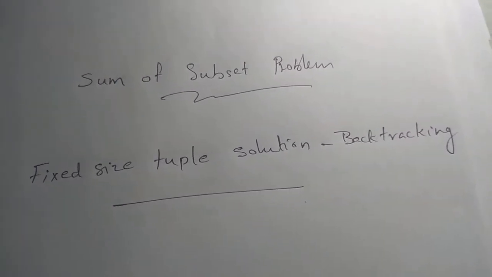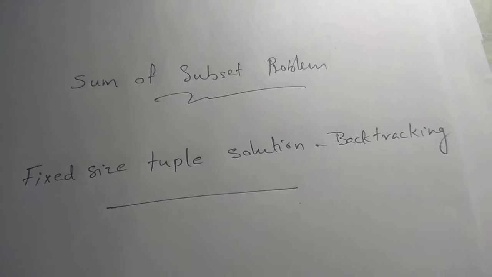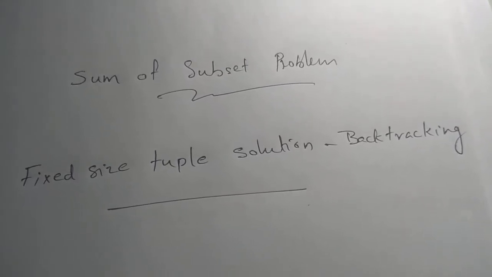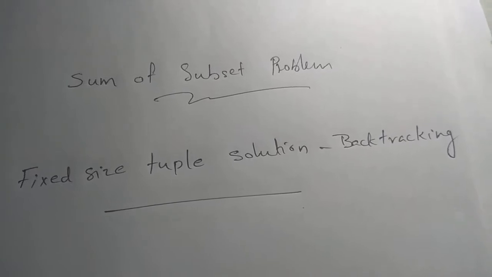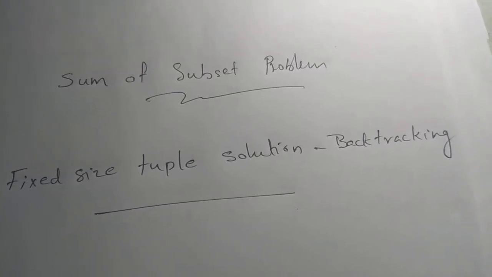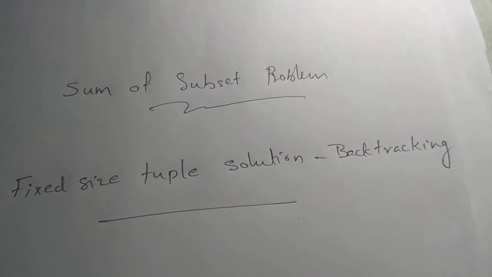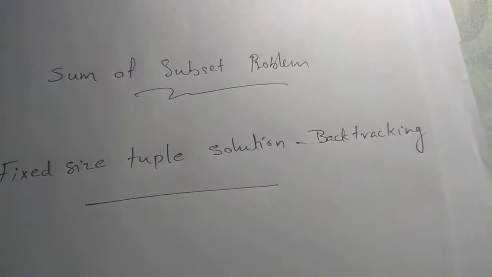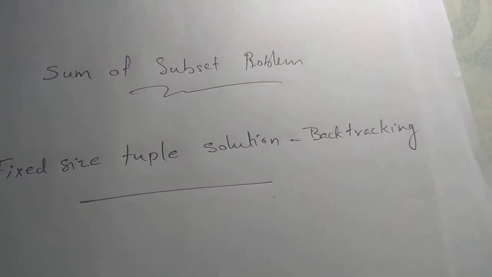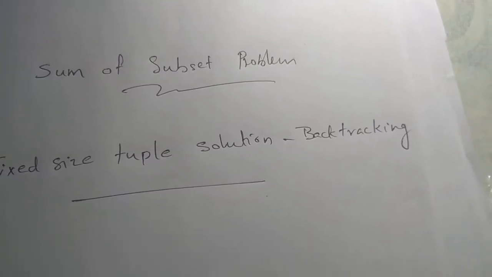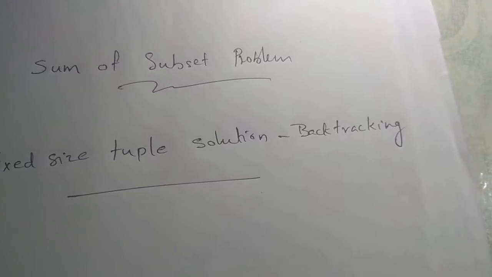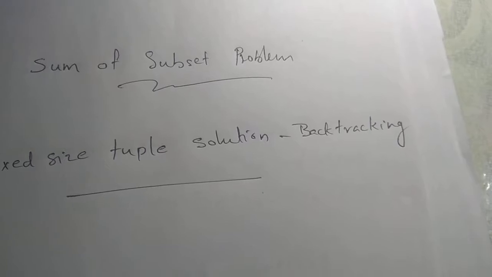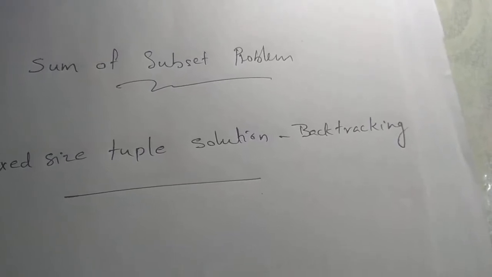We are continuing the sum of subset problem. In this video, we will try to develop an algorithm for fixed size tuple solution using backtracking. Backtracking algorithms determine the problem solutions by systematically searching the solution space for the given problem instance. And what is solution space? All paths from the root to a leaf node define the solution space.